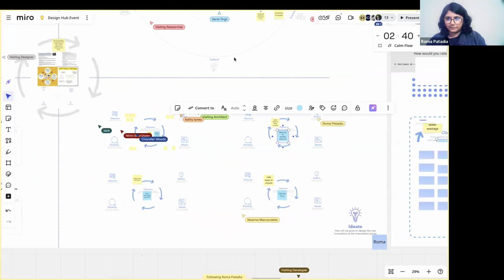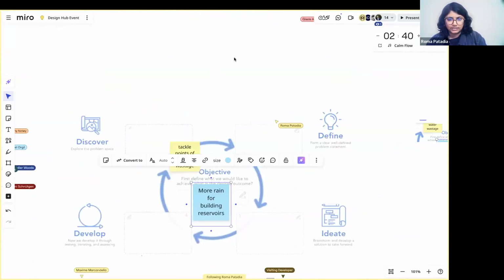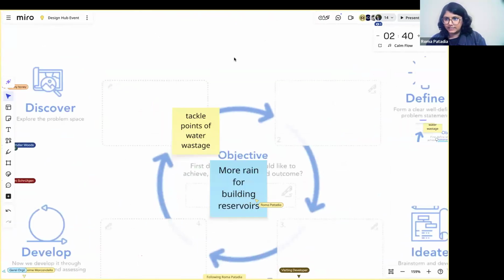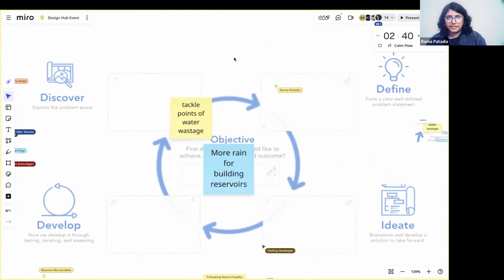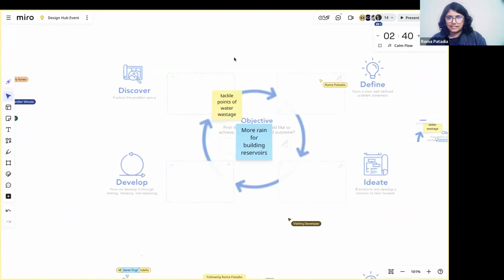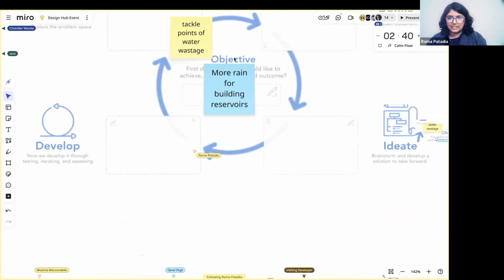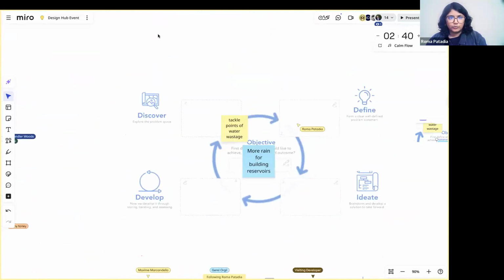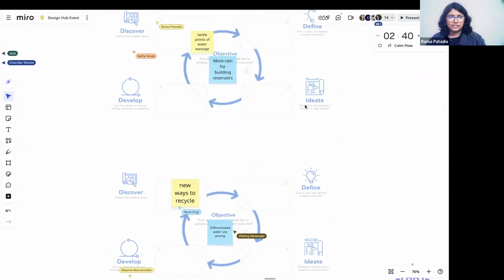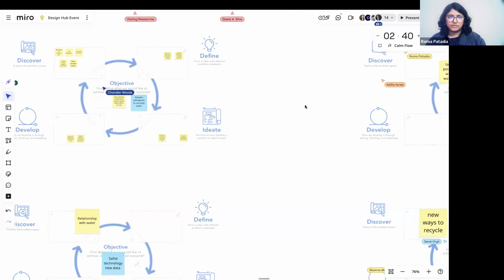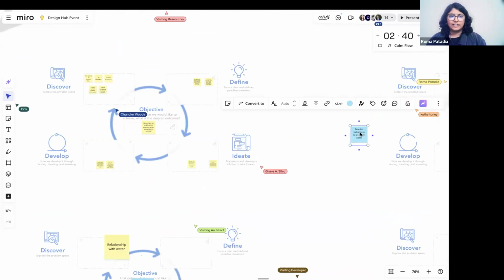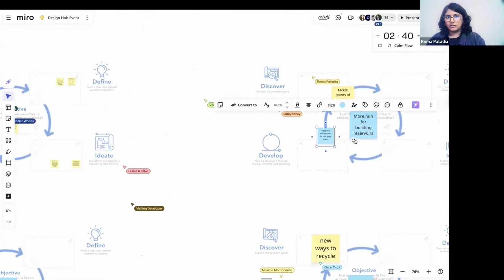So for the sake of today's exercise, what we'll do is we'll pick one of these opportunity spaces, more rain for building reservoirs. And the top half is more about understanding the problem space and defining it. And the next part at the bottom is more about ideating and developing that idea. So we will try to put some stickies in the discover block and talk about what kind of questions you need to answer to understand the problem space, like understanding user needs or behavior, observing behaviors, finding gaps and opportunities and problems and all of that.